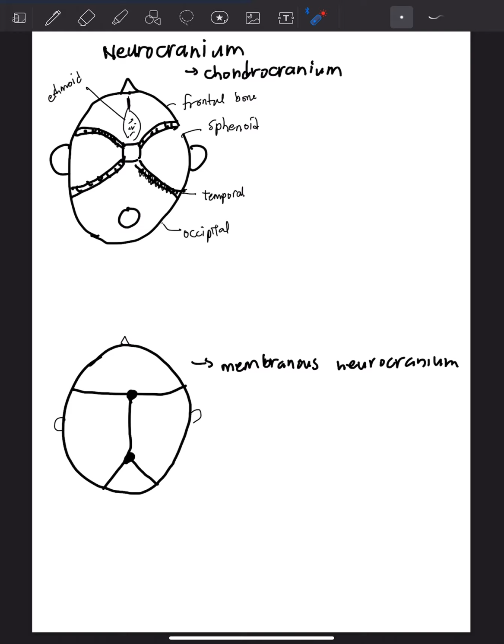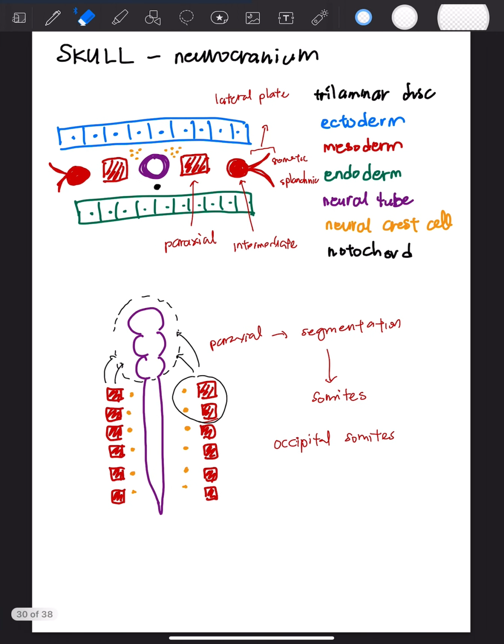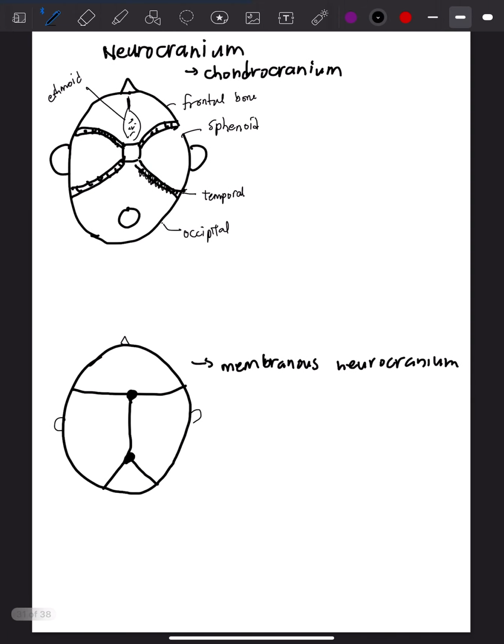Why did they call it chondrocranium? Remember how the neural crest cells and the paraxial mesoderm, the somites that develop from the paraxial mesoderm, will surround the cranial part of the neural tube. In this area here, remember these bits here. You can see you have cells coming from the mesoderm and cells coming from the neural crest cells. So I'm just going to draw these cells here. You have the one coming from the mesoderm, the paraxial mesoderm.